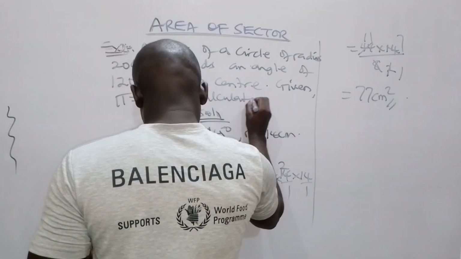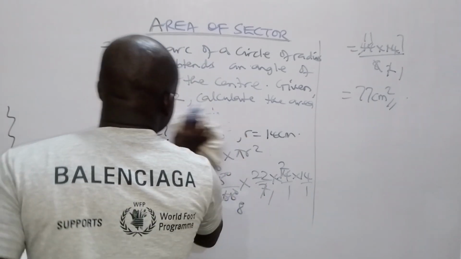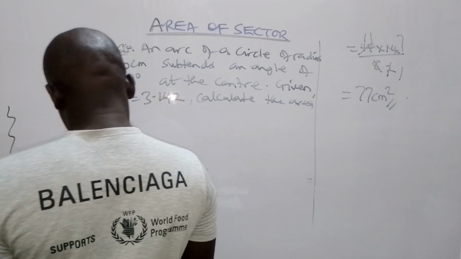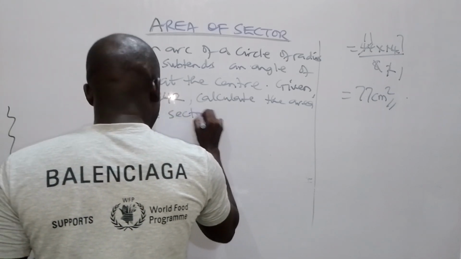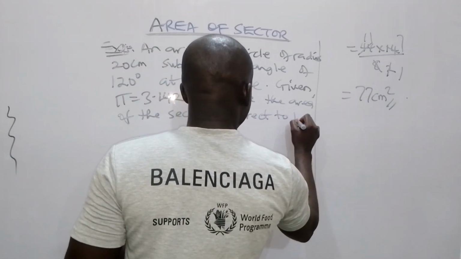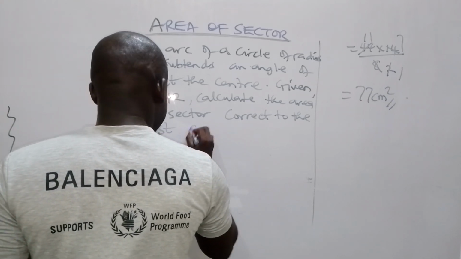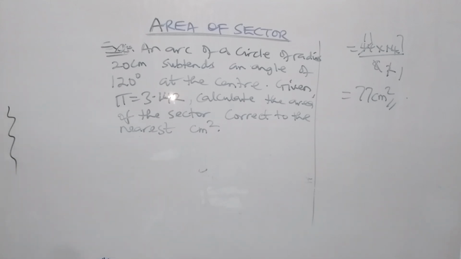calculate the area of the sector correct to the nearest centimeters square. That is what we have to find. So how do we get that?